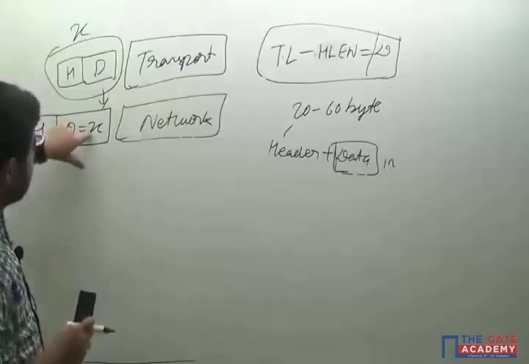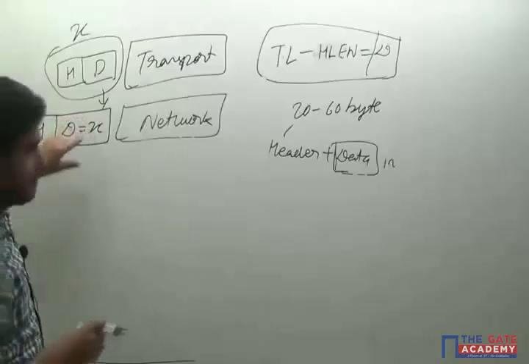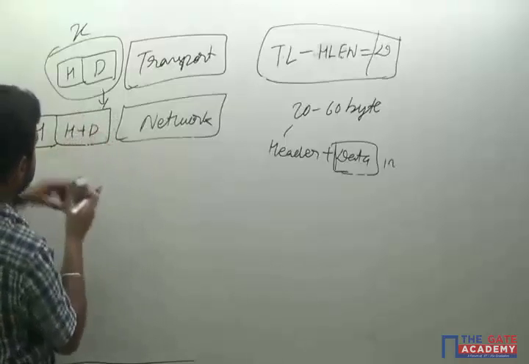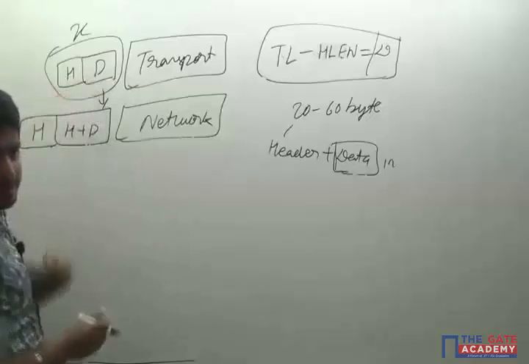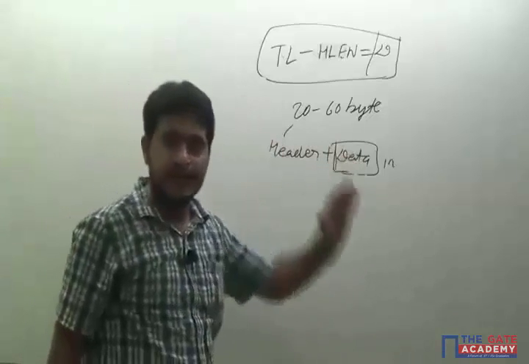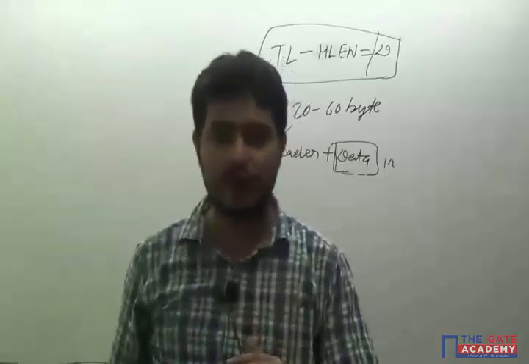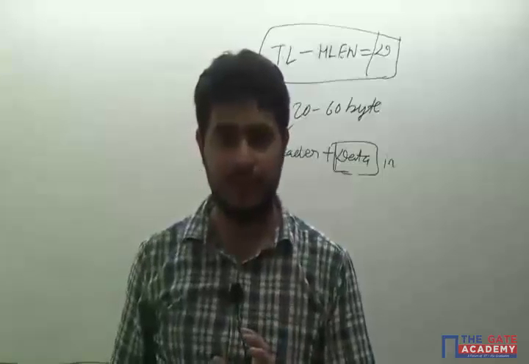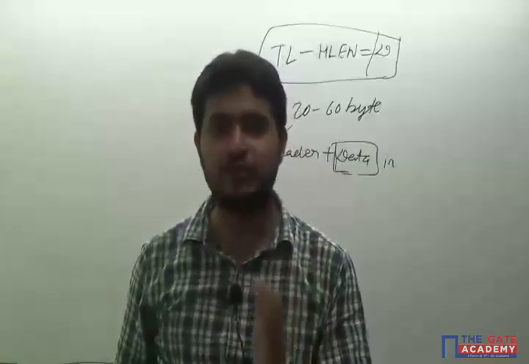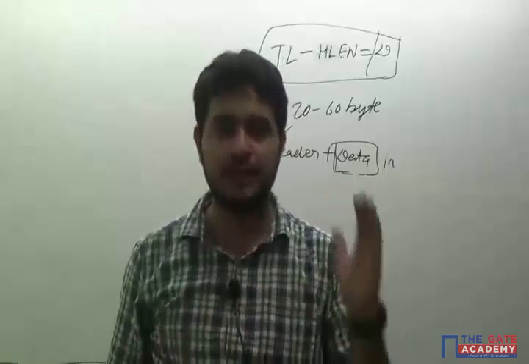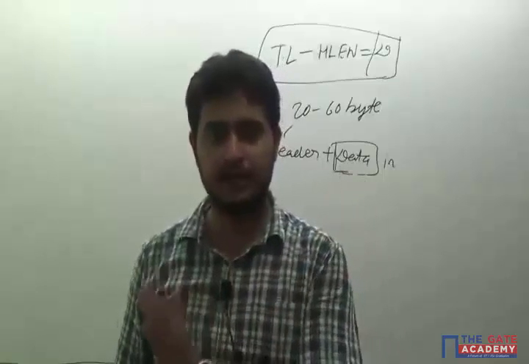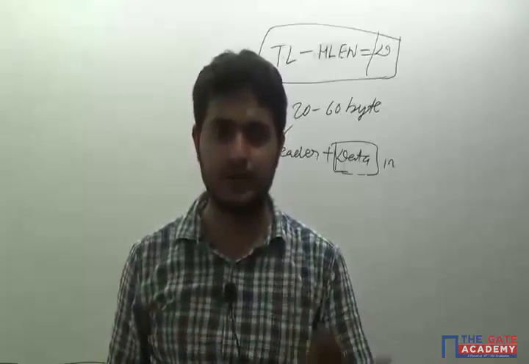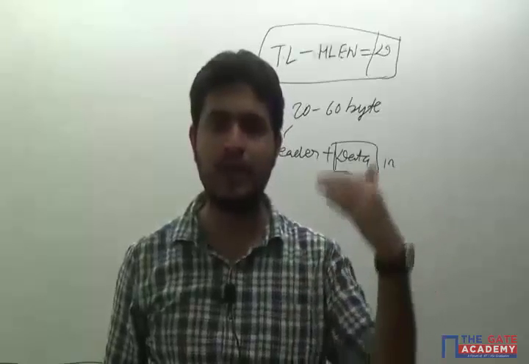What is the value of X? X is nothing but H plus D. Header plus data. The data part in the network layer comprises header plus data of the transport layer. So that's why if you need to find out the total length of UDP, just subtract the total length of IP minus the header length of IP. You will get the data part, which is nothing but the total length of the upper layer.